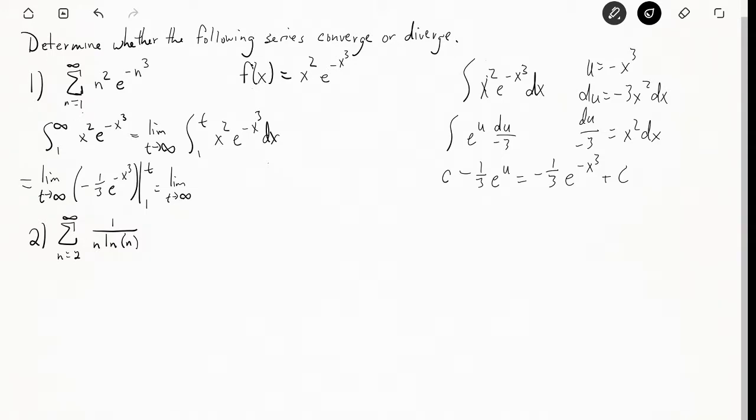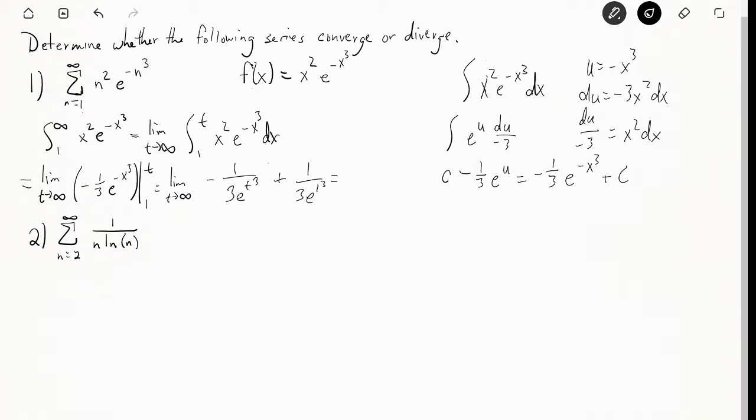Now, just to write this a little bit nicer, I'm going to put that e to the negative x cubed down in the denominator where it belongs. So this goes negative 1 over 3e to the t cubed. Then minus a minus, that'll make a plus. And so you plug in 1, so you get 1 over 3e to the 1 cubed.